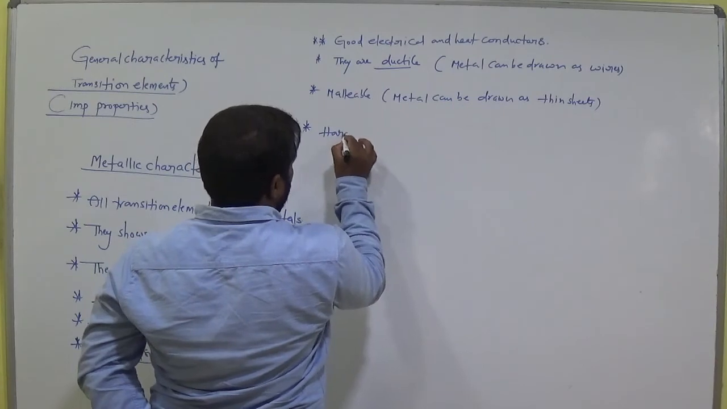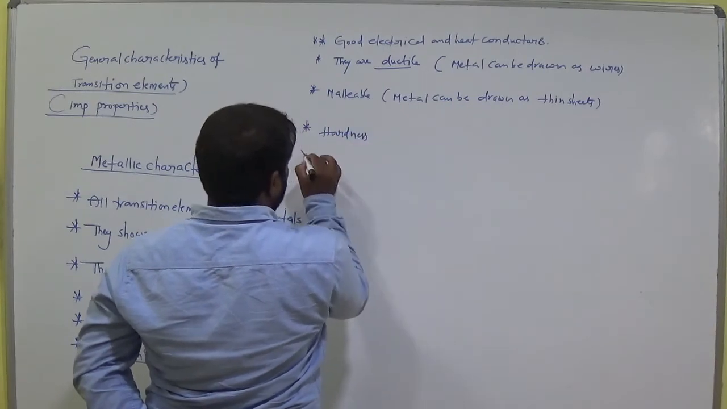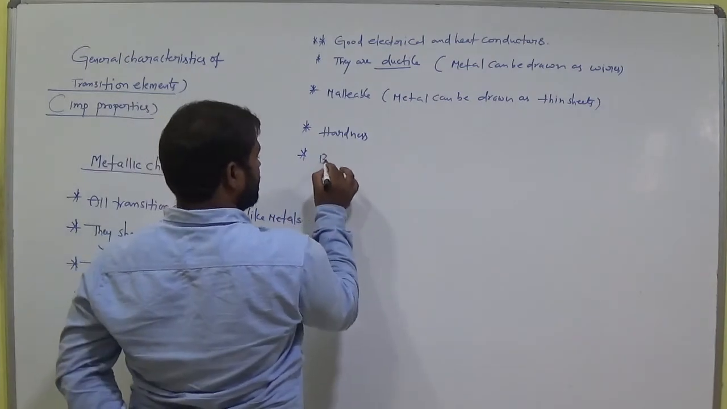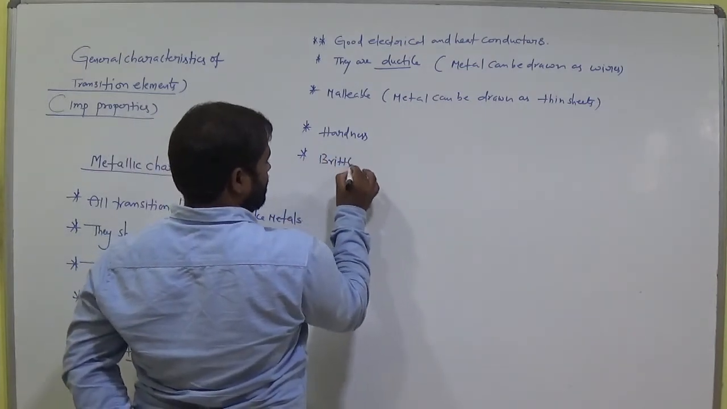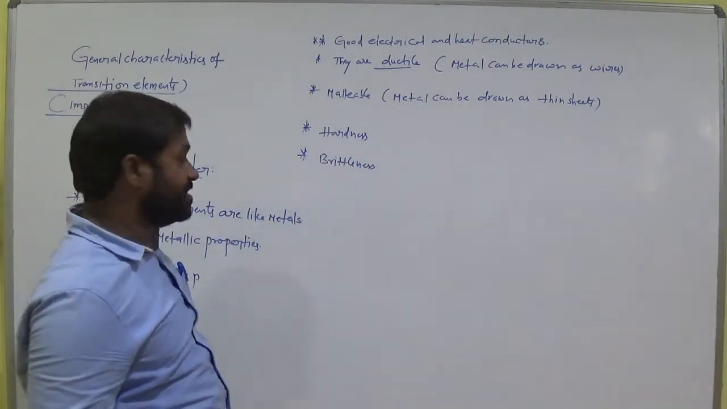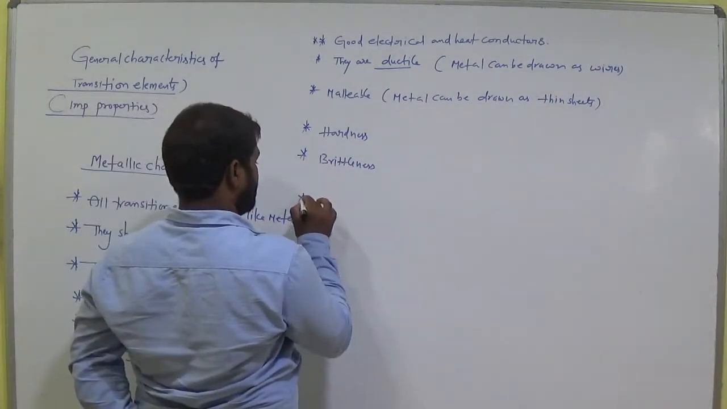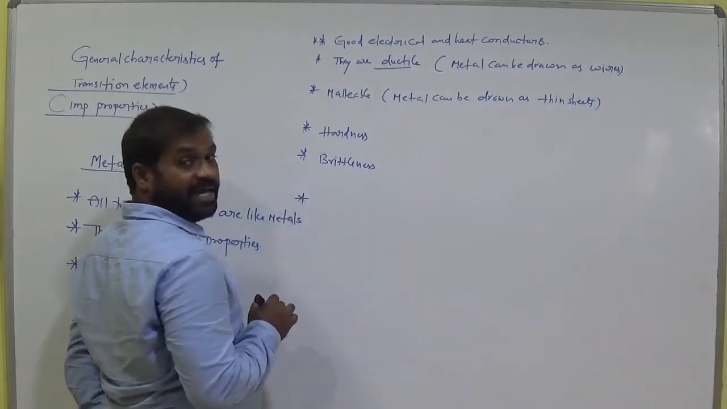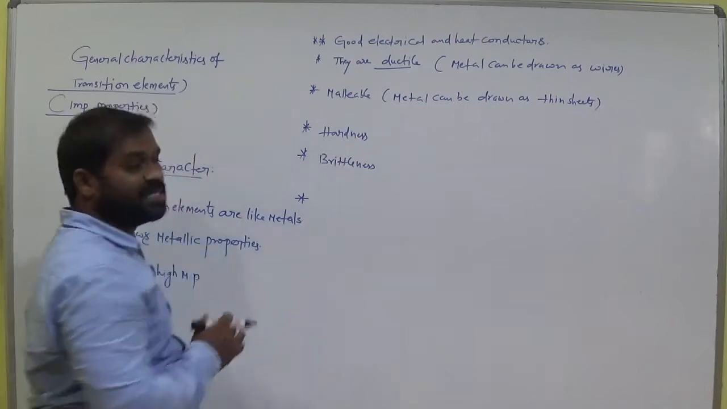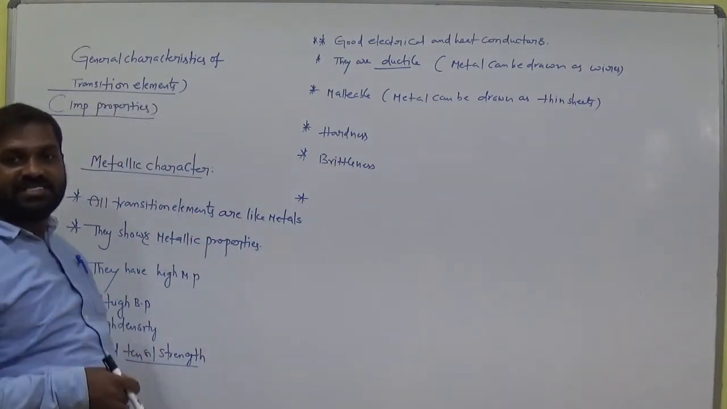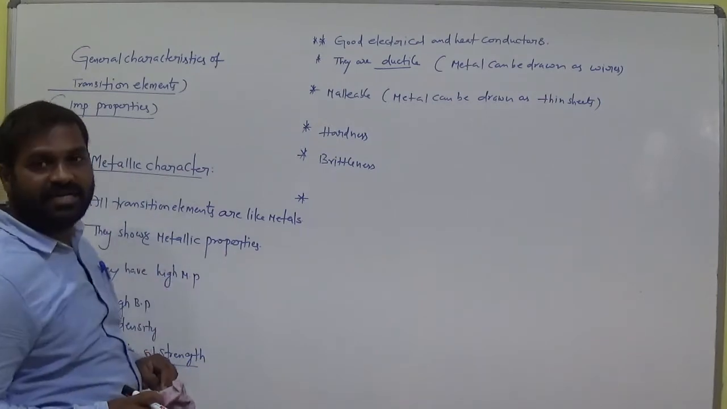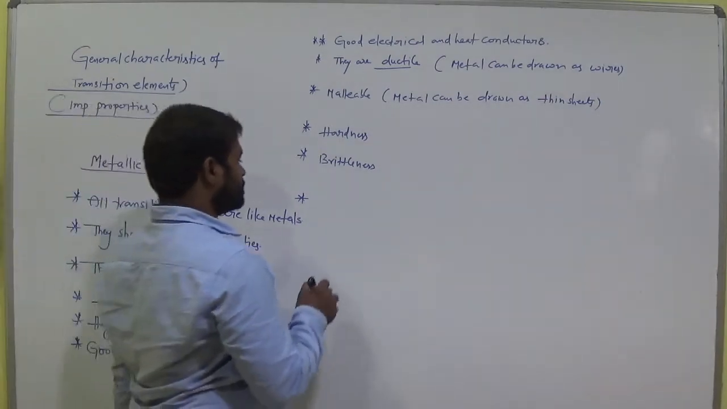They have hardness, that means the metals are very strong, and also some of the metals are brittle in nature. Okay, so all these properties are satisfied by metals. The same properties are satisfied by transition elements. Remember this. Okay.